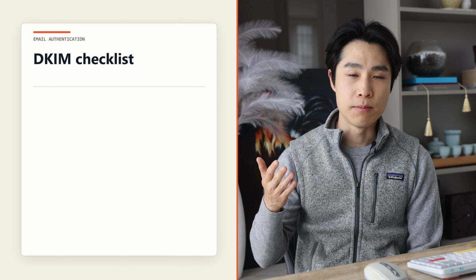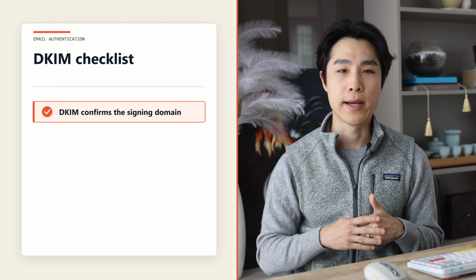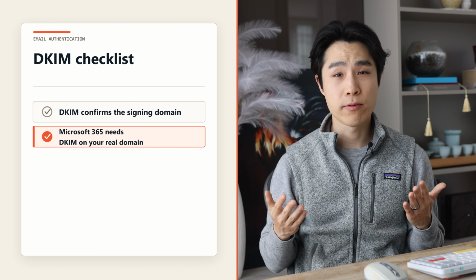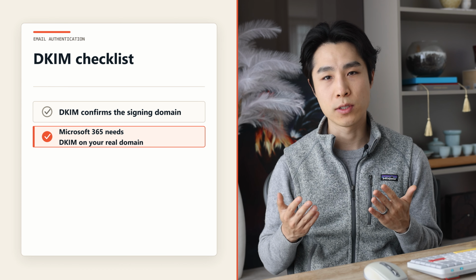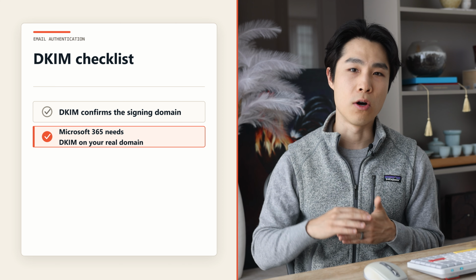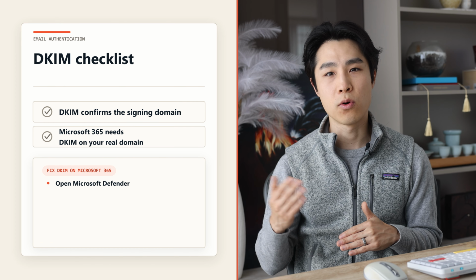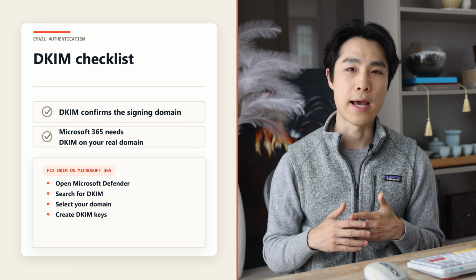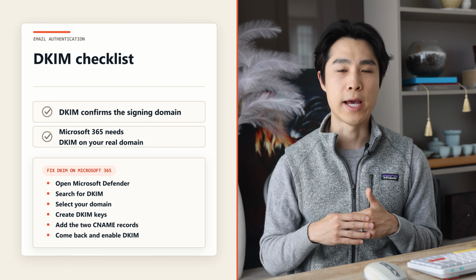Now for DKIM. DKIM proves that your email was signed by an authorized domain and that the message was not changed in transit. For Microsoft 365, all you need to do is make sure that DKIM is actually enabled for your domain and not just the default onmicrosoft.com domain. To do this, you need to go to the Microsoft Defender portal, search for DKIM, select your domain, create the DKIM keys, and add the two CNAME records to DNS, and then come back to enable DKIM.